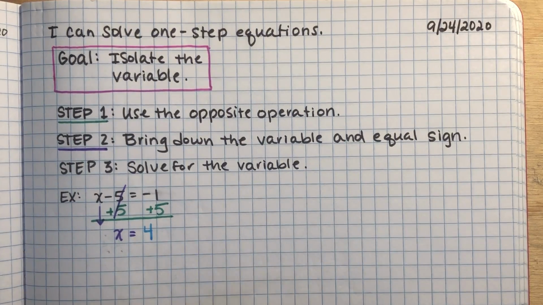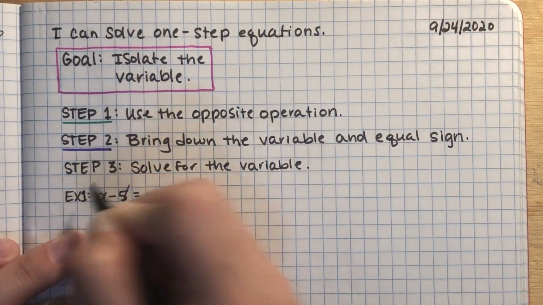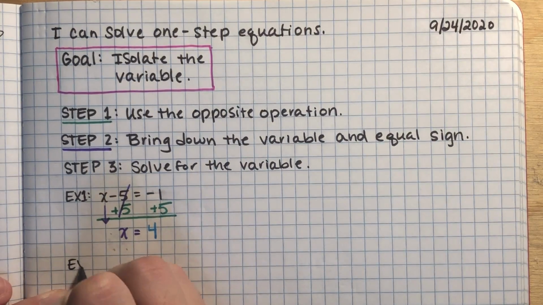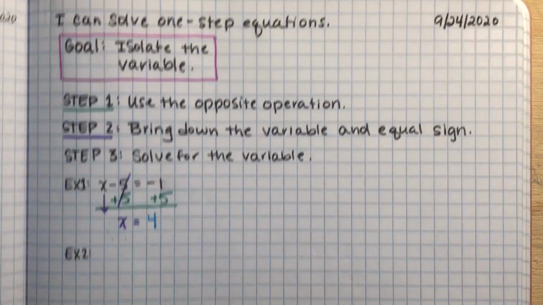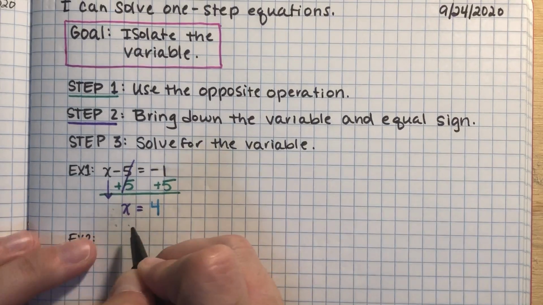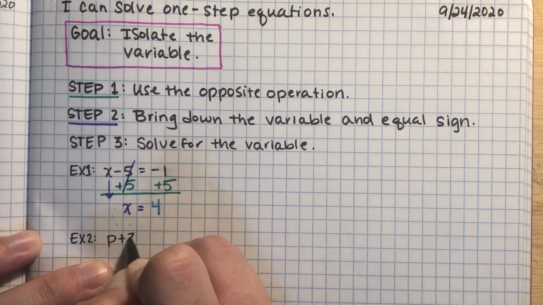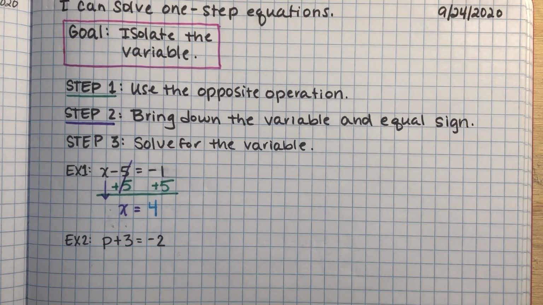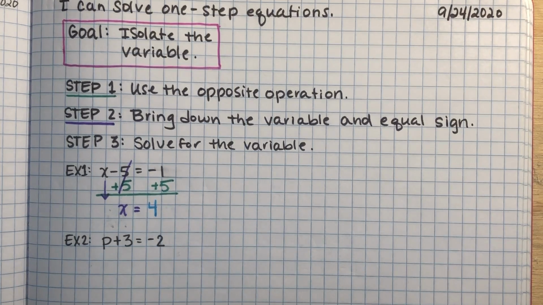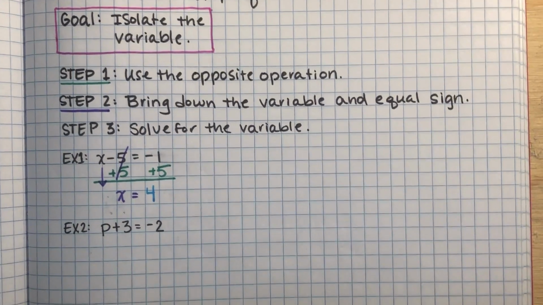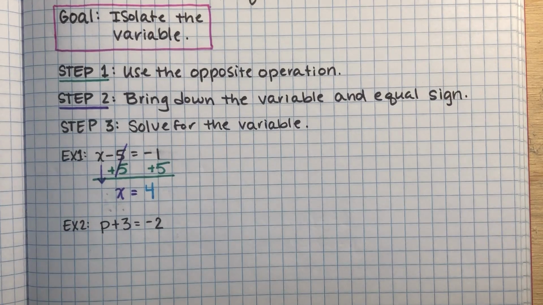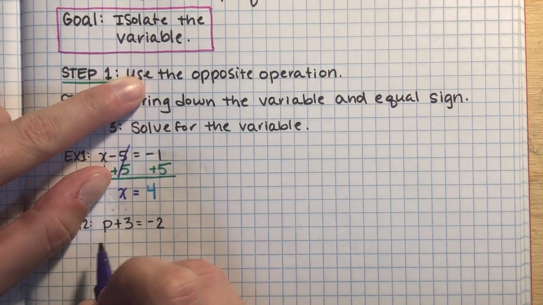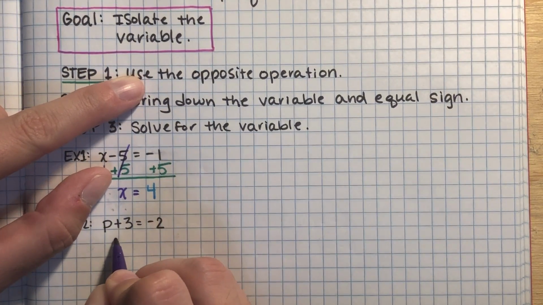Alright, this was example 1. For a second example, example 2, what if we had p plus 3 equals negative 2? Remember, we are starting with the number that is on the same side as our variable. We're going to undo this operation, so the opposite of addition is subtraction.